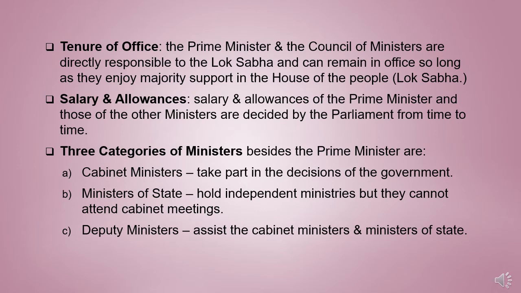Then the salary and allowances. Salary and allowances means extra benefits of the Prime Minister and those of the other ministers are decided by the Parliament from time to time. Then the three categories of ministers besides the Prime Minister. Number one, the cabinet ministers, who take part in the decisions of the government. Then the ministers of state, they hold the independent ministries, but they cannot attend the cabinet meetings.